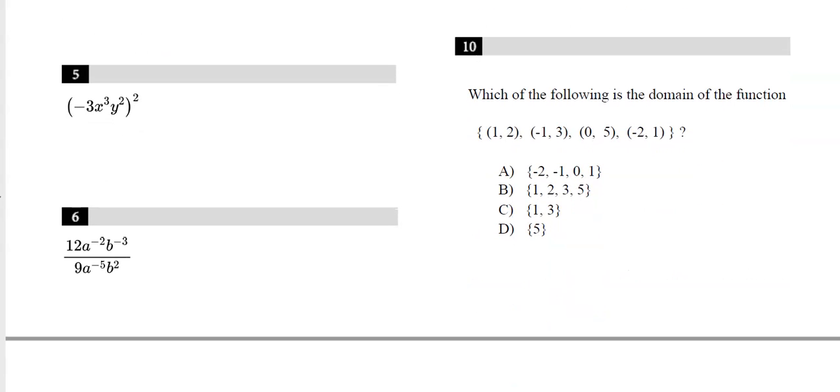All right, number 10, this is just vocabulary. What are the following is the domain?